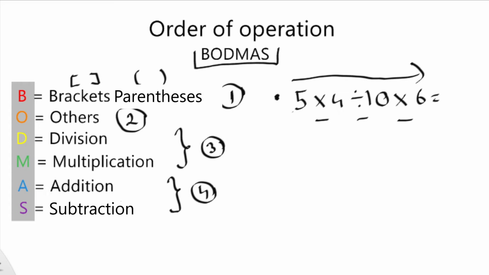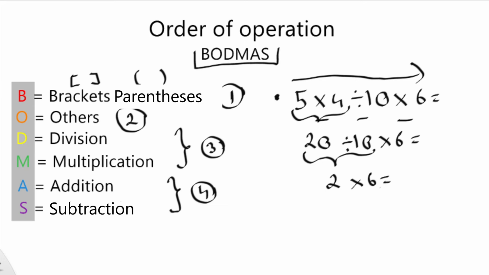So first, we're going to tackle the first two. 5 times 4 gives us 20. And we'll keep everything else the same. Divided by 10 times 6. Again, left to right. First two are giving us 2. And we're keeping everything else the same. 2 times 6 gives us 12.